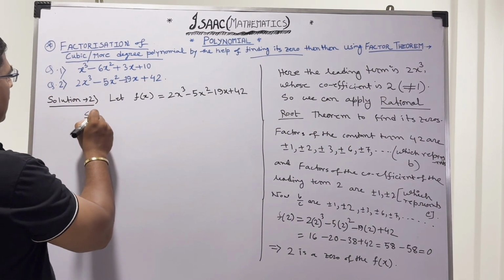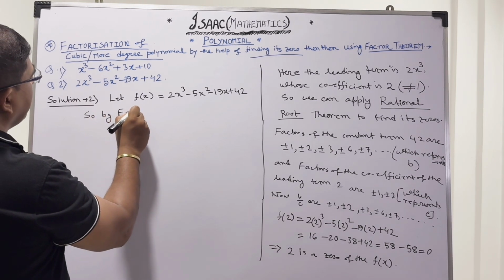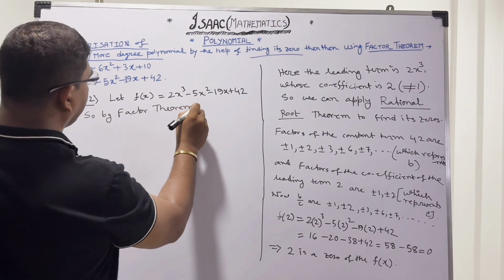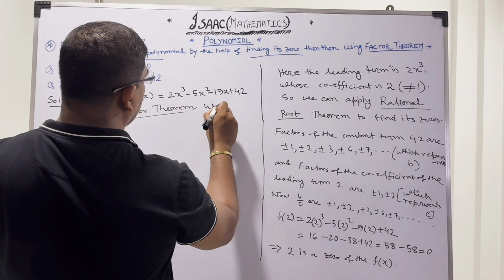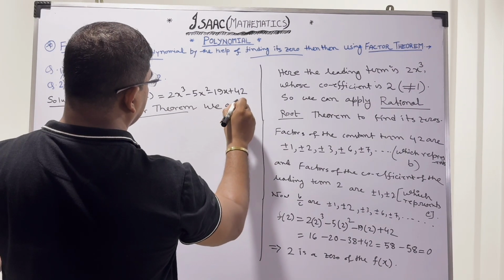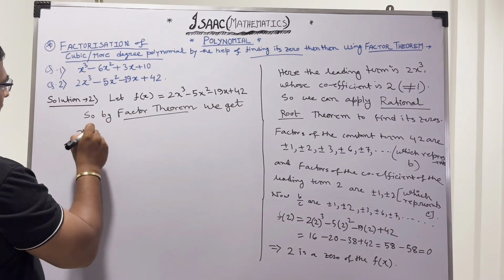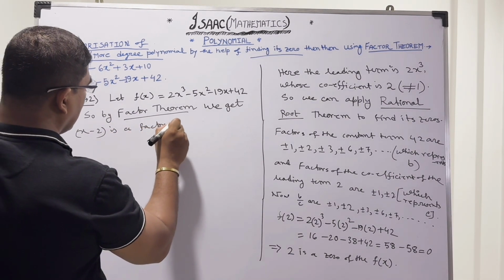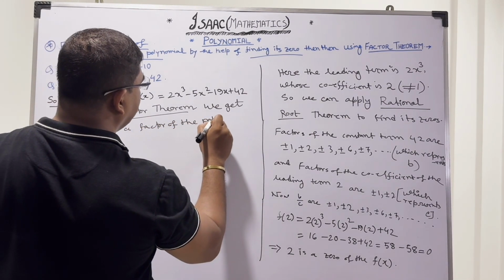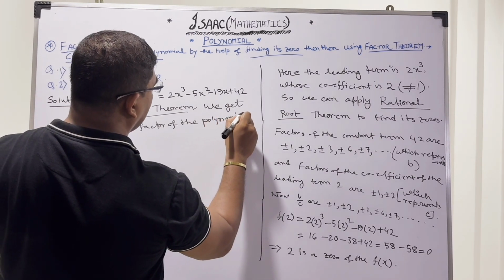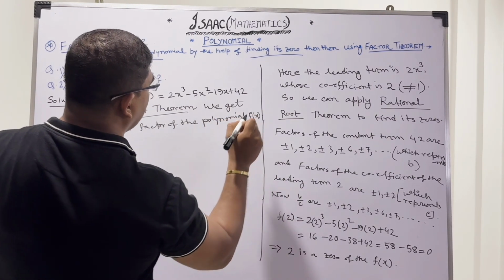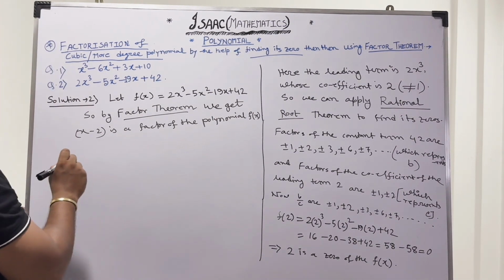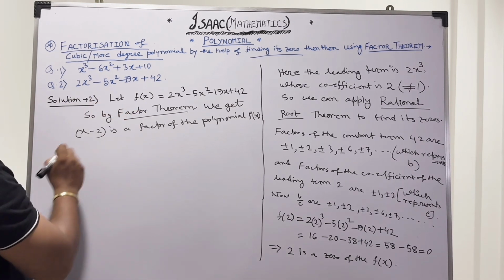So, by the factor theorem, we get x minus 2 is a factor of the polynomial f of x. Now, we will use the long division method to find more factors of this polynomial f of x.